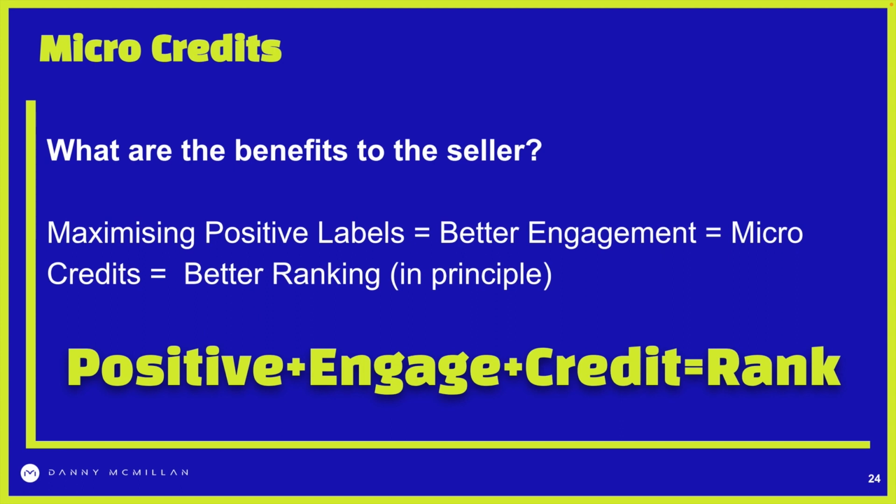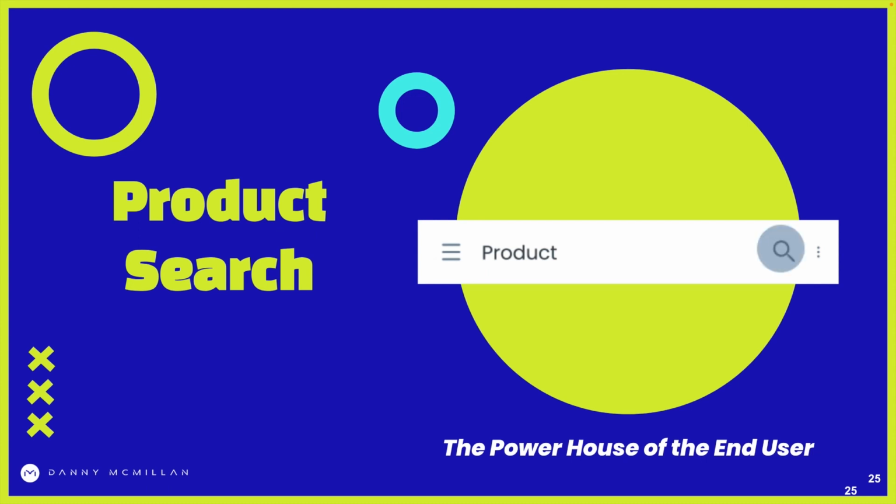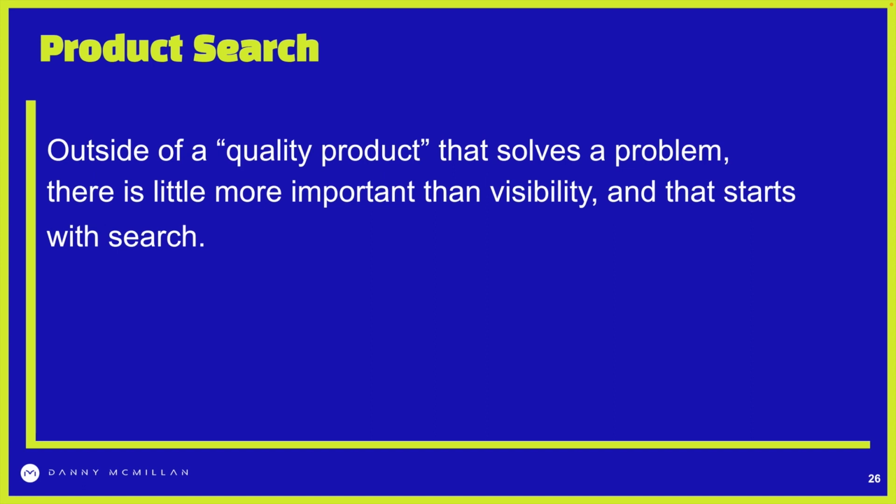So what we're looking at here is that maximizing positive labels equals better engagement, which equals microcredits, which equals better ranking in principle. So effectively, this is the powerhouse that drives everything. Whilst we would say A9 is not as sophisticated as Google, which has been around a long time, there's a lot of sophistication involved here, and it's broken down into separate components.